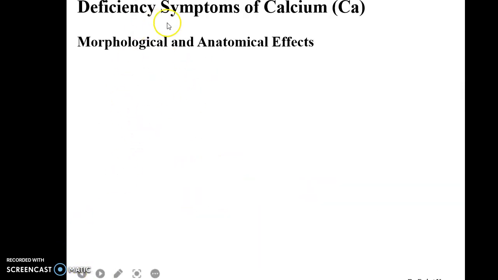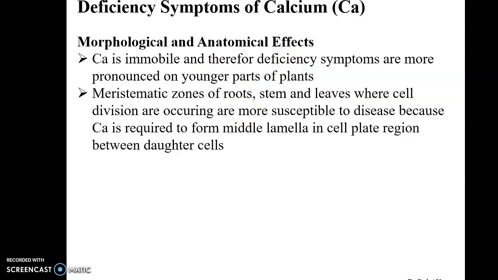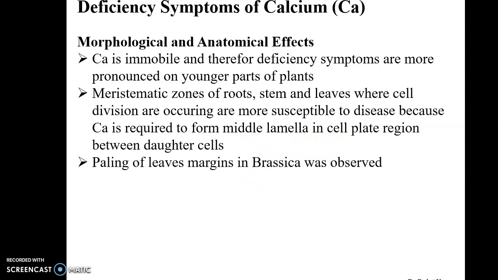If there is deficiency of calcium at the morphoanatomical level, then as I have told earlier that calcium is immobile, its deficiency symptoms first of all appear in the younger parts of the plants. Meristematic zones of roots, stem and leaves where cell divisions are occurring are more susceptible to disease, because calcium is required to form middle lamella in the cell plate region between the daughter cells.